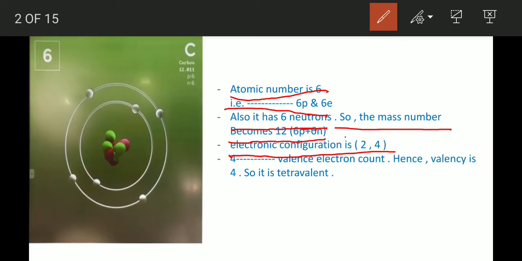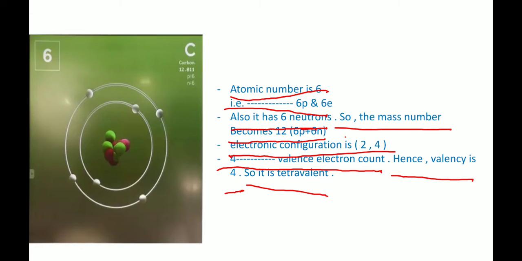Valence electron count means how many electrons does it need to become stable? That is valence electron count. It needs 4 electrons to become stable. That's why 4 is its valence electron count. Hence its valency is 4. So it is tetravalent. Next.